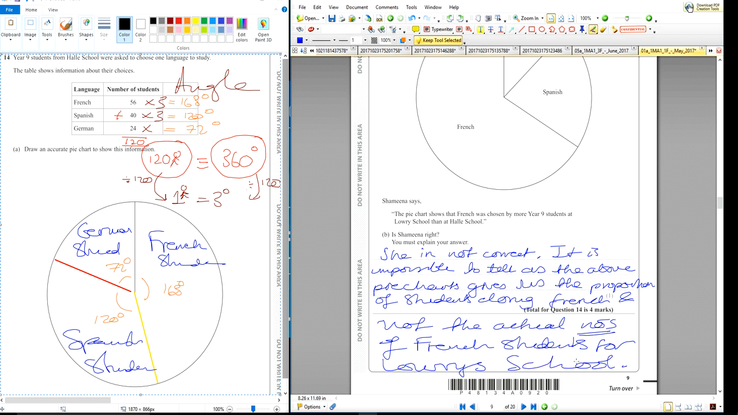So you see, even though the pie chart shows they had more proportion of students doing the French, we don't know how much that represents. It might be a much smaller number. So a bigger proportion of a smaller number is not necessarily bigger than a smaller proportion on the previous question. So it's all about the numbers. We don't know the numbers.